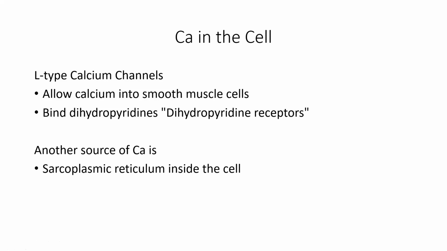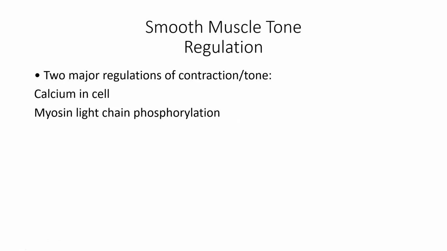Okay, so in exactly the same way as in case of skeletal muscle, here we have two types of main receptors, one located on the sarcolemma, one located on the sarcoplasmic reticulum. And finally, the final slide just summarizes that the two major regulation mechanisms in the smooth muscle cell are the calcium level inside the cell and the myosin light chain phosphorylation, dephosphorylation process.